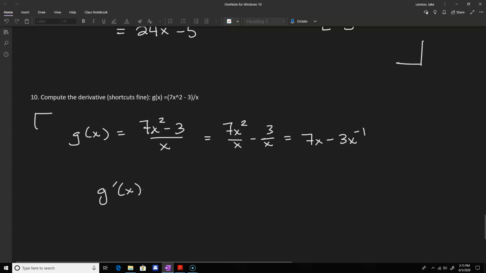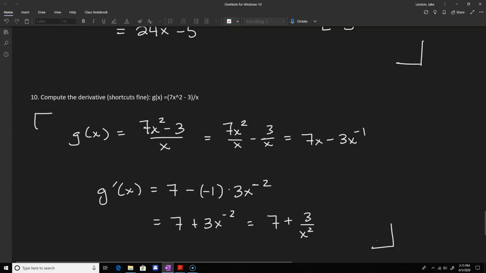So the derivative of 7x is just 7, and then for the other one we want to bring down the negative 1, multiply by it, and then subtract 1 from the exponent. So negative 1 minus 1 is negative 2. So the derivative simplifies to 7 plus 3x to the minus 2, or if you prefer, you can write that as 7 plus 3 over x squared. So that is it for number 10.